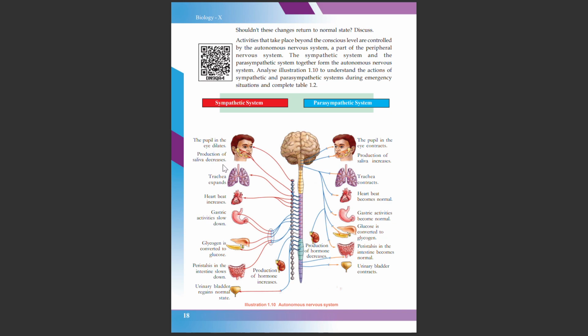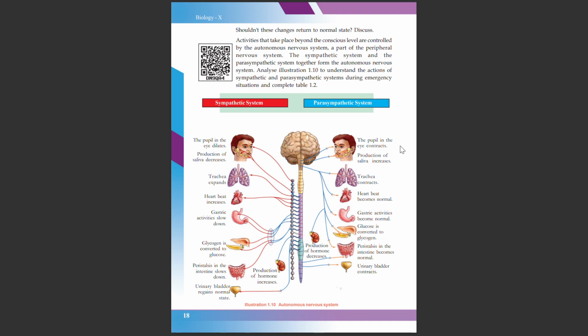Production of saliva decreases. You're scared, obviously, production of saliva will decrease. Trachea expands, like you will breathe more. Heartbeat increases, so the blood runs fast and gives you energy. Gastric activities slow down, digestion slows down, and glycogen is converted to glucose so that it gives you energy. Peristalsis in the intestine slows down. Urinary bladder regains normal state. Production of hormones increases. All these things happen.